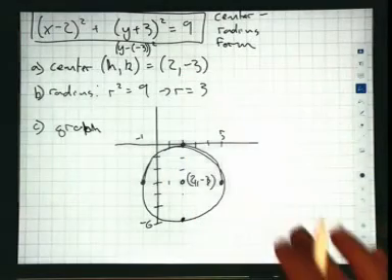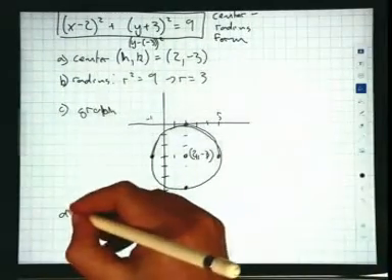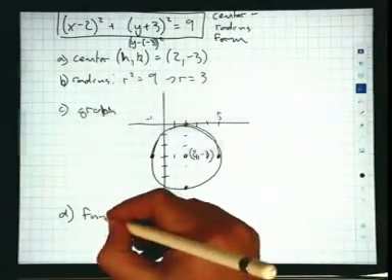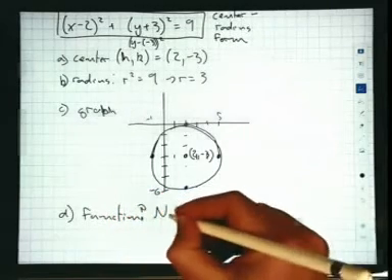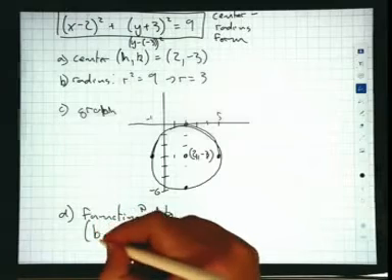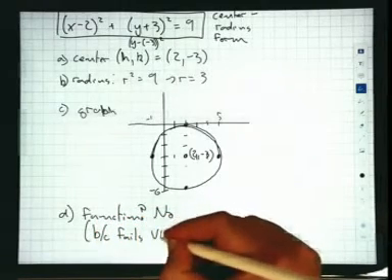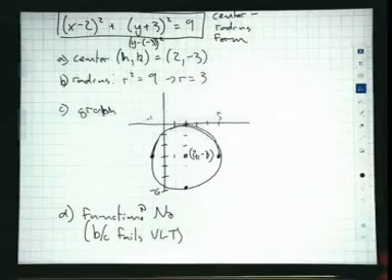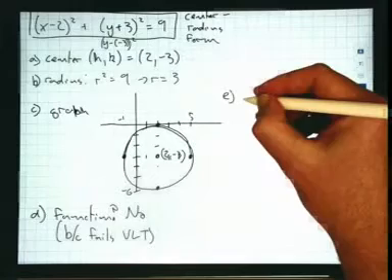And then I could ask further questions. D, function? No, because it fails the vertical line test. But we can talk about things like the domain.